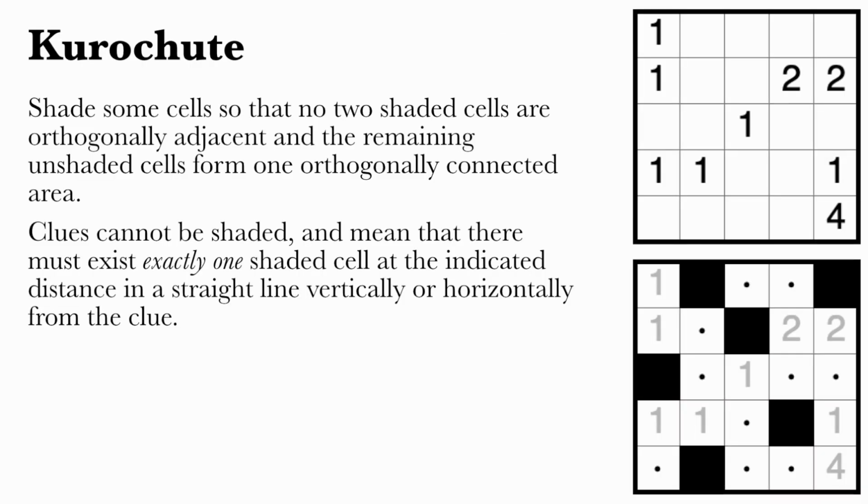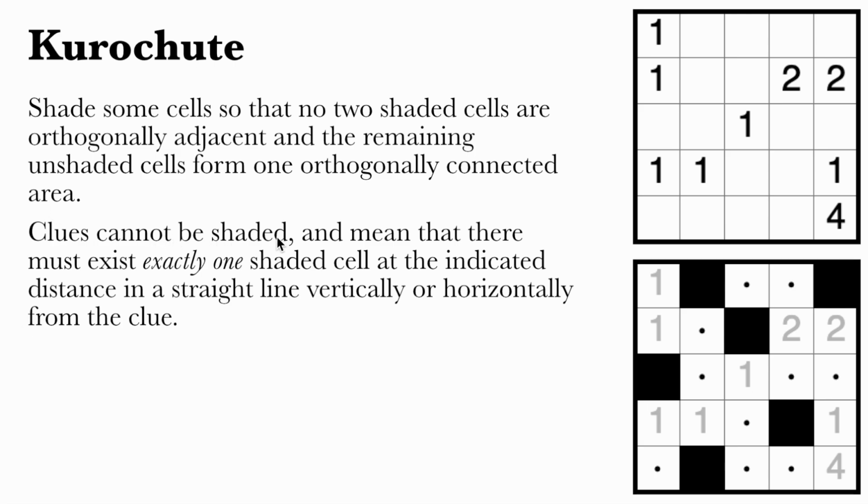Kurochute is a dynasty puzzle, which means that we shade some cells such that no two shaded cells are orthogonally connected, and the remaining unshaded cells form one orthogonally connected area. That's the dynasty constraint. It is seen in many other puzzles. Orthogonally adjacent means sharing an edge. Diagonally is fine. And the unshaded cells form an orthogonally connected area, meaning you can get from any one to any other by just traveling horizontally and vertically through those unshaded cells.